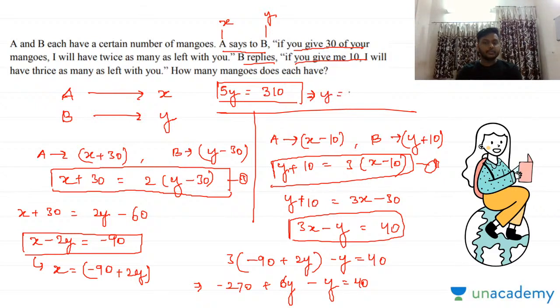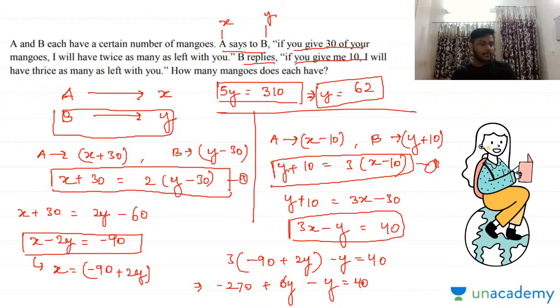Your y will come out to be 310 upon 5, and 310 upon 5 will be what, guys? 5 times 6 is 30, then you have 10, 2. 62 will be your y. Which means the number of mangoes that B is having will be equal to 62. Am I clear with this or not? You got it? Make sense to you guys? Clear about the point till here? Okay, so the number of mangoes that B is having is going to be 62.